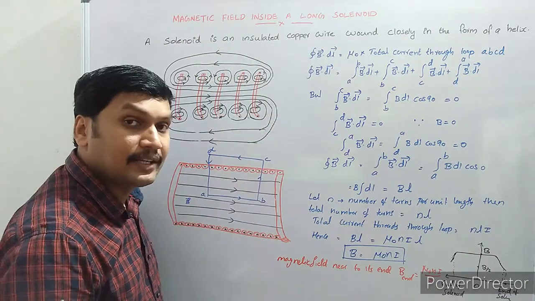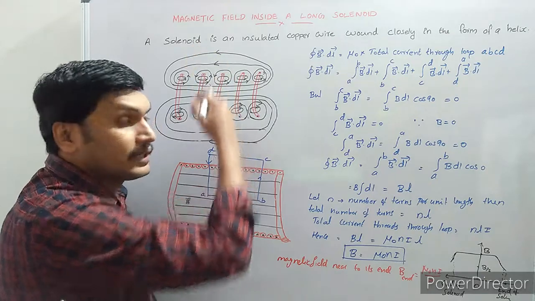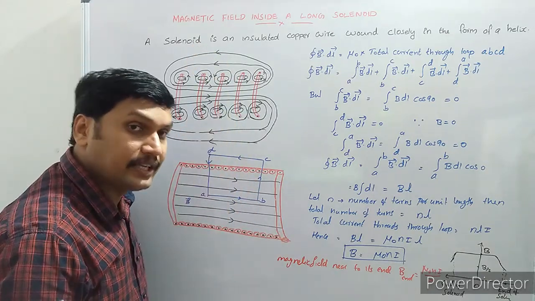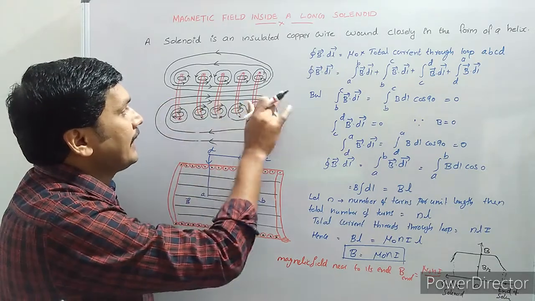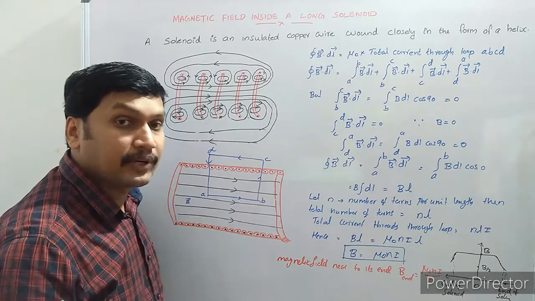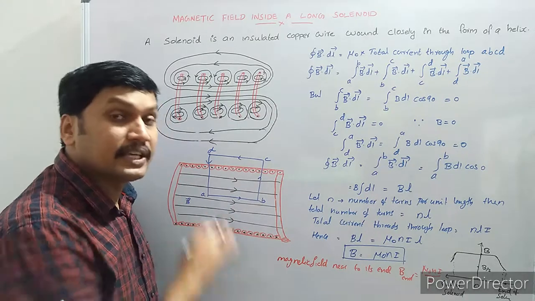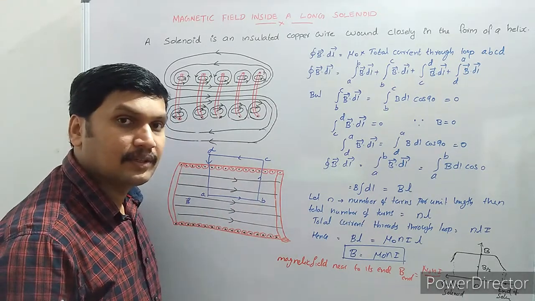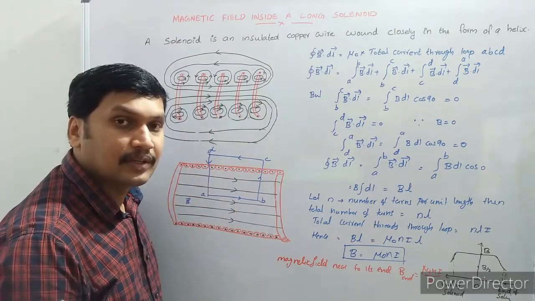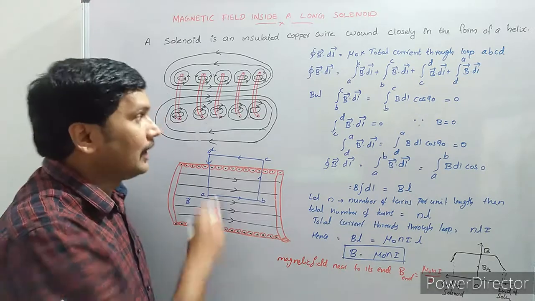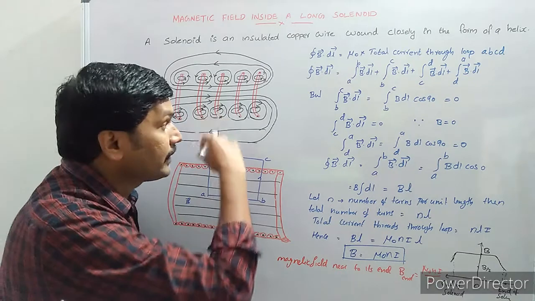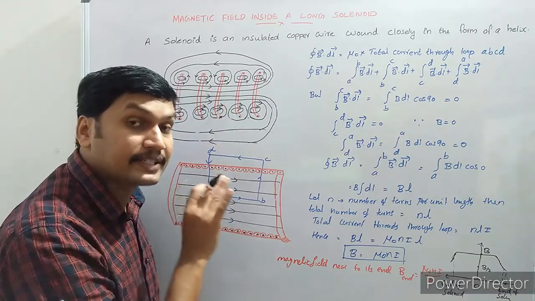So the magnetic field perpendicular to the axis inside the solenoid gets cancelled. But the magnetic field along the axis is getting added, because all the turns produce magnetic field along the axis in the same direction. Okay, that is the magnetic field in the interior of the solenoid. We have a magnetic field along the axis of the solenoid. There is no magnetic field perpendicular to the axis of the solenoid inside the solenoid.